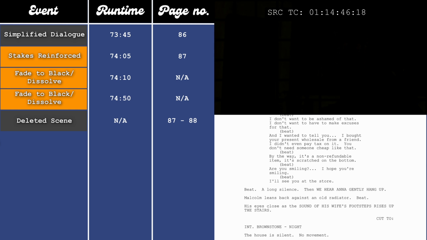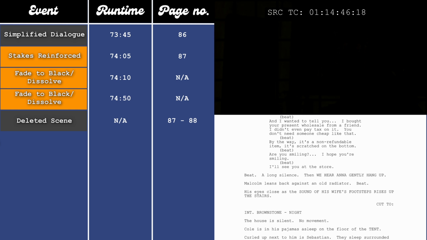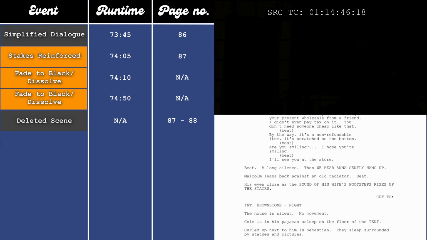A long silence, then we hear Anna hang up. Malcolm leans back against the radiator. His eyes close as the sound of his wife's footsteps rise up the stairs.